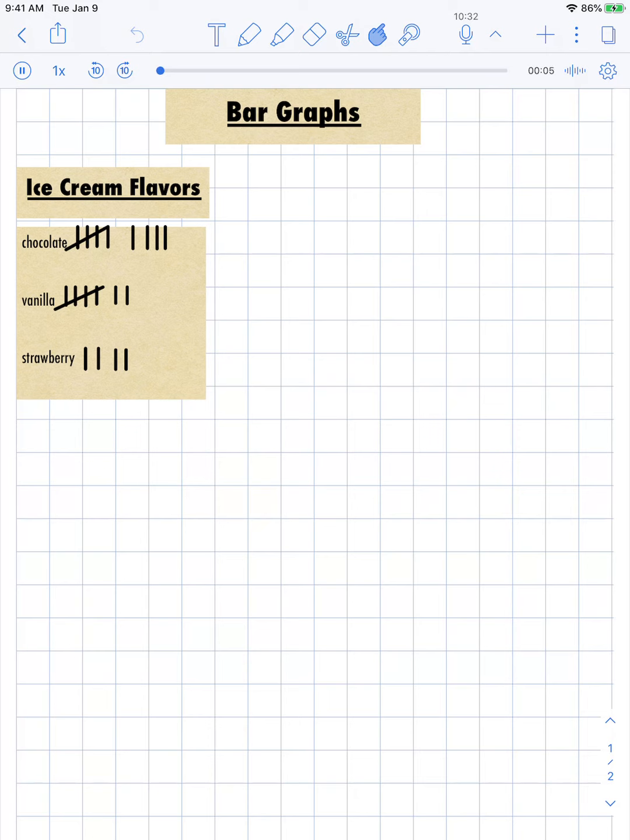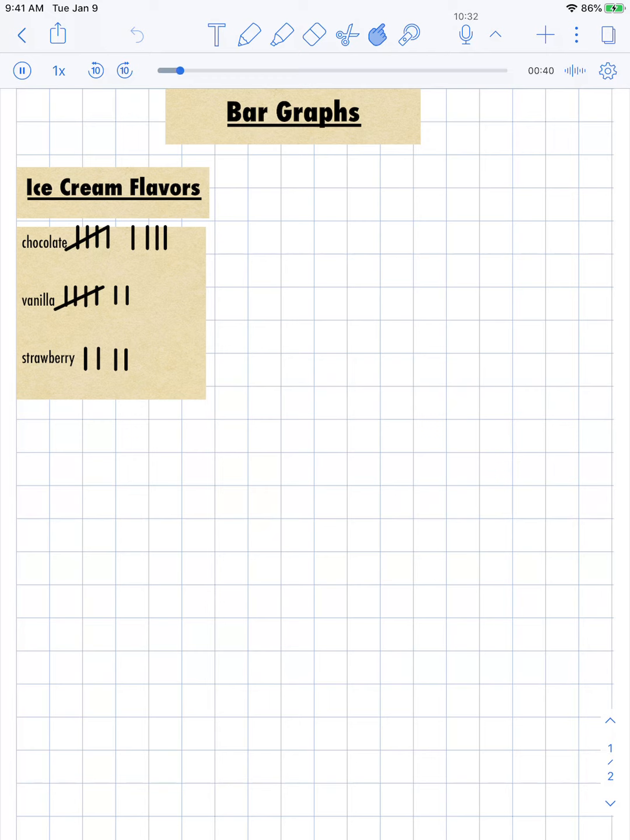Today we're going to learn how to make a bar graph. So I asked some of my friends what their favorite ice cream flavors were: chocolate, vanilla, or strawberry. Looking at my tally chart, I can count that there are 5, 6, 7, 8, 9 people that liked chocolate ice cream. I can see that there are 5, 6, 7 people that like vanilla ice cream. And then I have just 4 people that like strawberry ice cream.